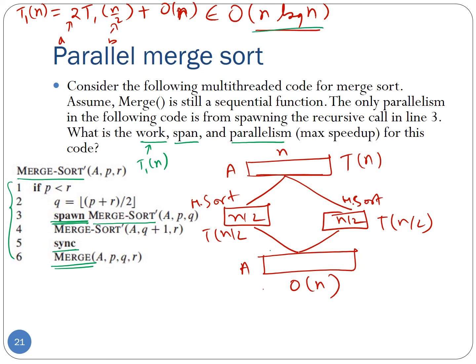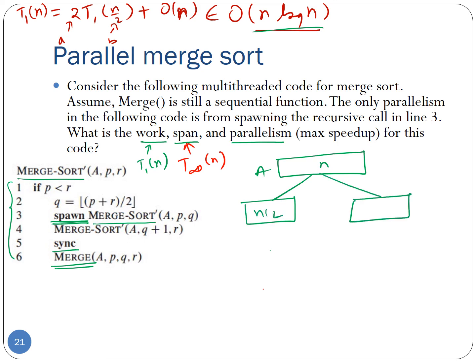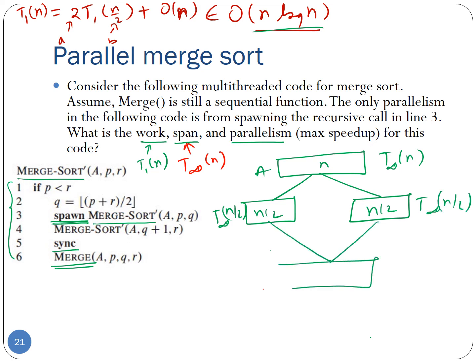Let's now figure out the span of this algorithm. Recall that span is the time it takes to execute a process on infinite processors. In merge sort, let's say this is your input array of size n, and you're breaking it down into two halves, n/2 and n/2. The original one took time T(n), and now you have infinite processors, so you can execute this half in parallel to this other half. Both of these happen in parallel, and then finally you have to do the merging, which is going to take order of n time again.